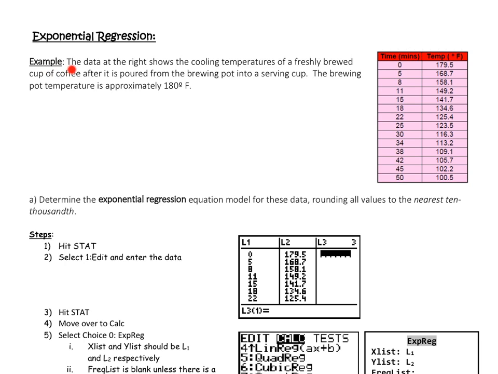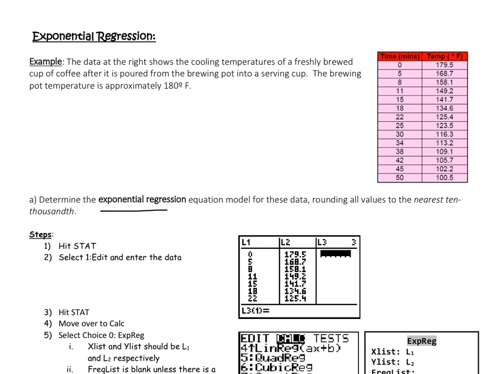Okay, example. The data at the right shows the cooling temperatures of a freshly brewed cup of coffee after it is poured from a brewing pot into a serving cup. The brewing pot temperature is approximately 180 degrees Fahrenheit. So if you analyze this data just for a second, at time 0 minutes, the temperature should be approximately 180 degrees Fahrenheit, and then it should decrease as time increases. So as time passes, this hot cup of coffee is going to decrease in temperature. So what we're going to do now is look at part A and see what they're asking. It says, determine the exponential regression equation to model this data, rounding all values to the nearest 10,000th.